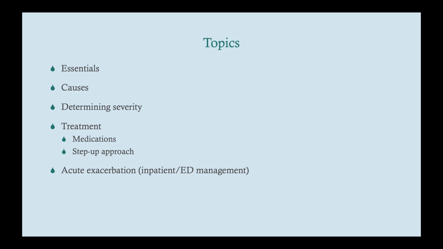So what are we going to go over? We're going to go over the bare essentials of asthma: what it is, the causes, how do you determine severity. That's going to be really important because that's going to dictate your treatment. The treatment of asthma is not very complicated. What you need to really know is where this patient is as far as their severity, because that's going to dictate what medications you give them.